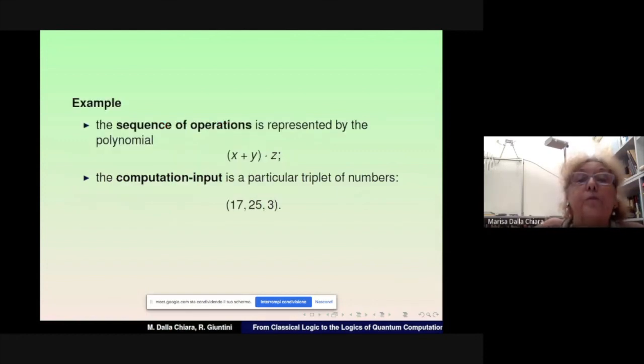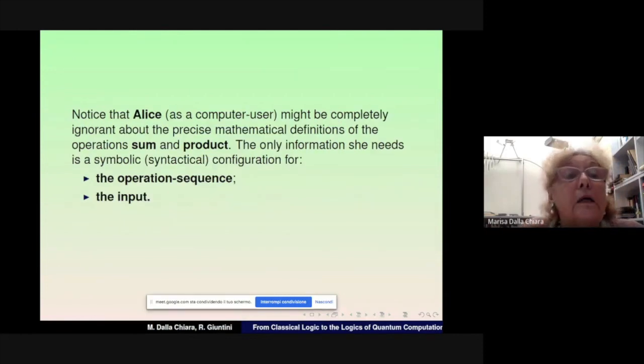Example, a very simple example, the sequence of operations might be represented by a polynomial like this, and the computation input might be this particular triplet of natural numbers. Notice that Alice, as a computer user, might be completely ignorant about the precise mathematical definitions of the operations sum and product. This happens very frequently in practical life. The only information Alice needs is a symbolic syntactical configuration for the operation sequence and for the input.